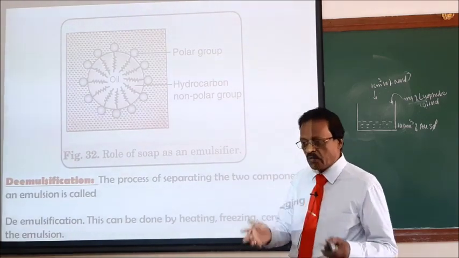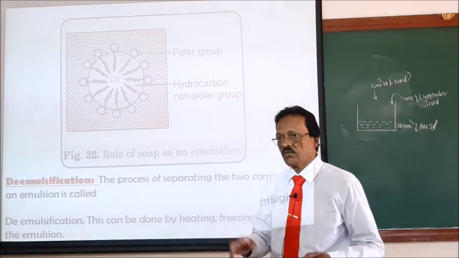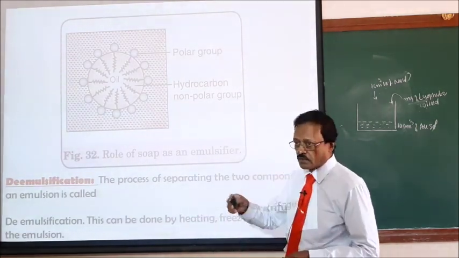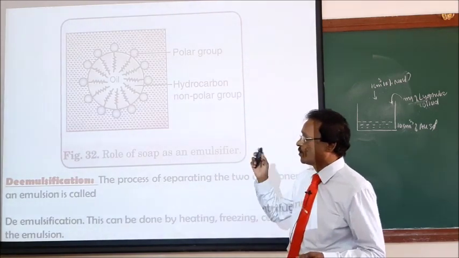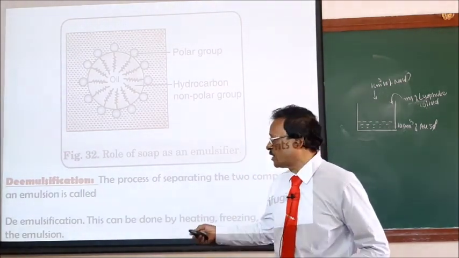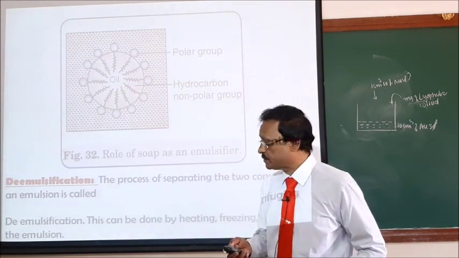Sometimes we make an emulsion and we break the emulsion. If you want to break the emulsion, you can use processes like heating, freezing, or centrifugation for the separation of the emulsions. That is called de-emulsification.